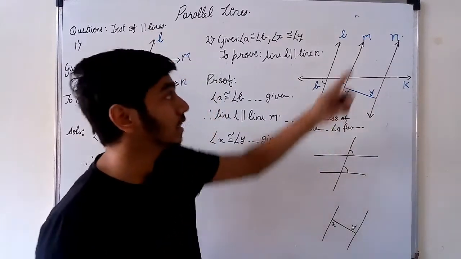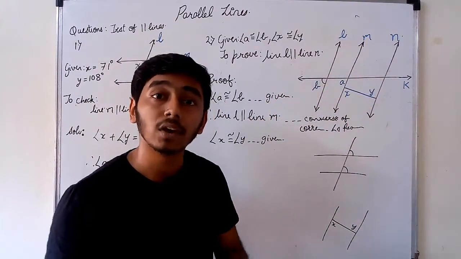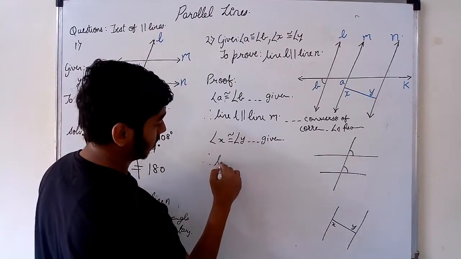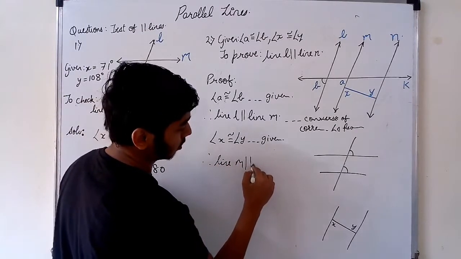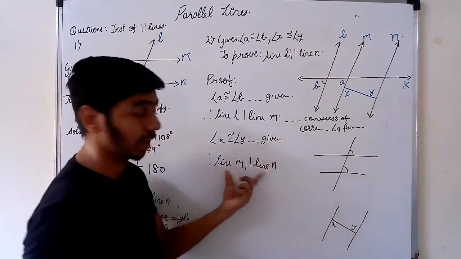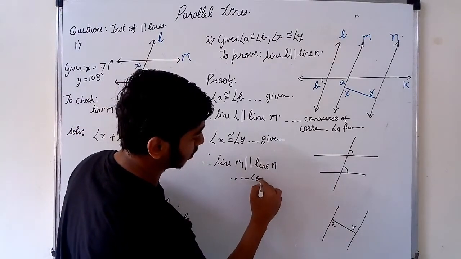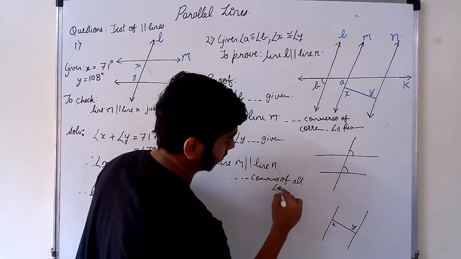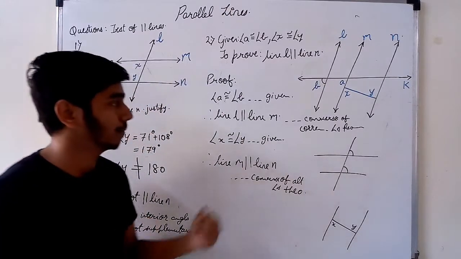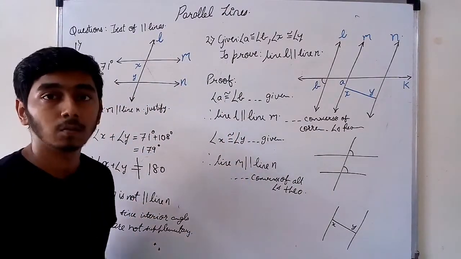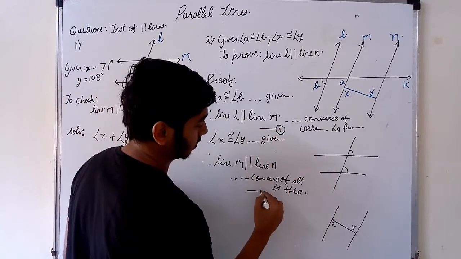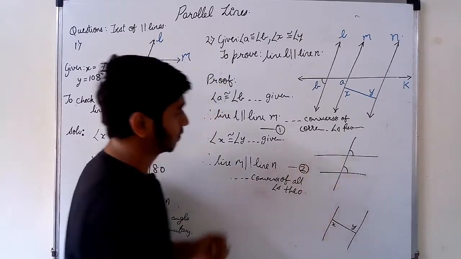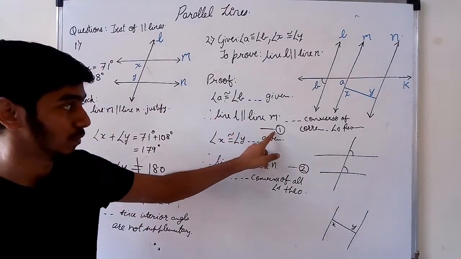Therefore we can say that the lines are parallel because of the converse of the alternate angles theorem. Therefore we'll say line M is parallel to line N. Why? Converse of alternate angles theorem. Okay, so I hope you have understood what we did. So this is the first equation, and I'll write the second equation here.